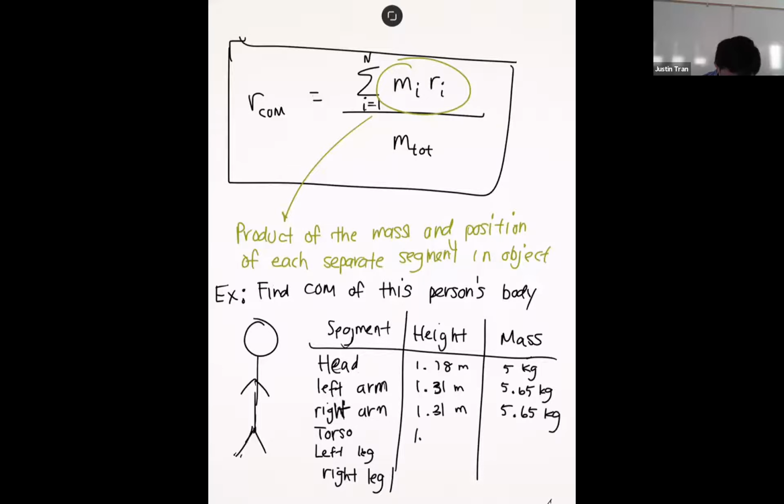All right, so next we have the torso. We're going to assume that the center of mass for the torso is 1.37 meters off the ground, so slightly higher than the arms. And the torso is going to have a mass of 46.7 kilograms.